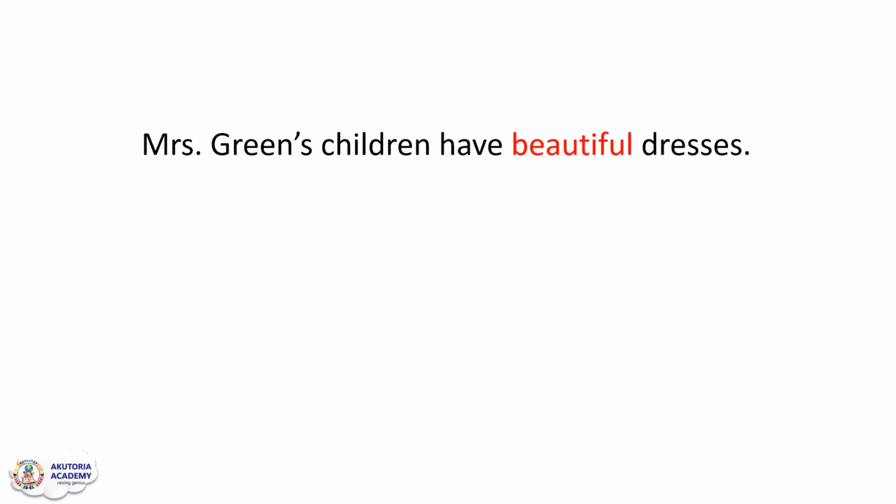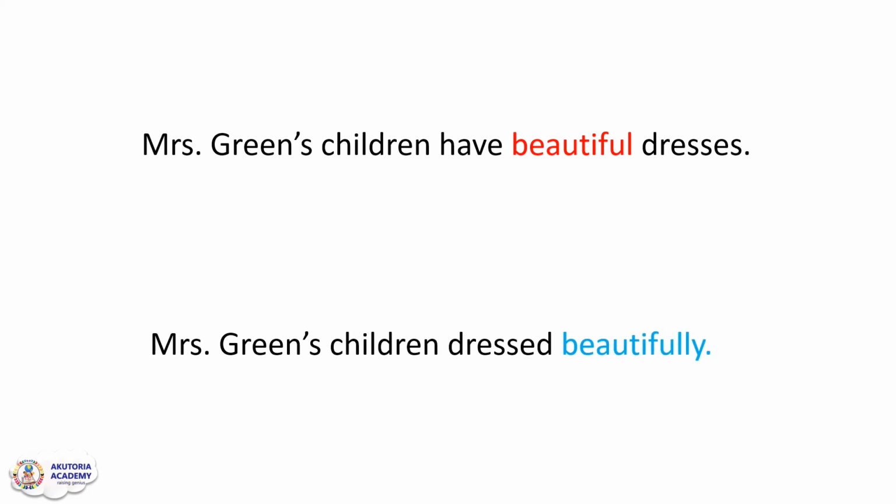Let's see this example. Mrs. Green's children have beautiful dresses. And the second sentence, Mrs. Green's children dressed beautifully. So for the first sentence, we're going to be looking at the word beautiful. Is it an adjective or an adverb? I'll read the sentence again. Mrs. Green's children have beautiful dresses. Now, beautiful is describing the word dresses, and in this sentence, dresses is a noun. That means the word beautiful is an adjective because adjectives describe nouns.